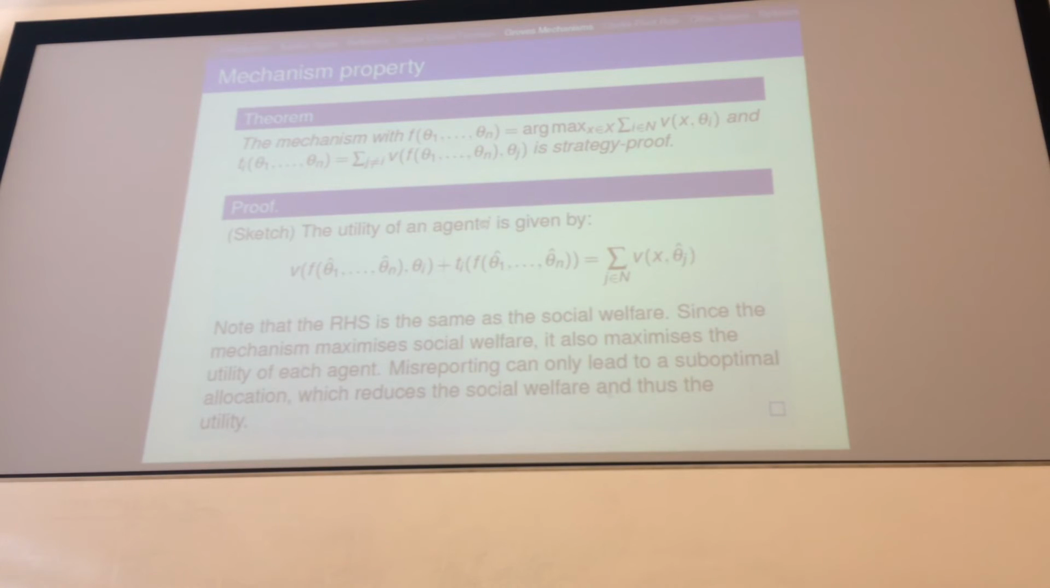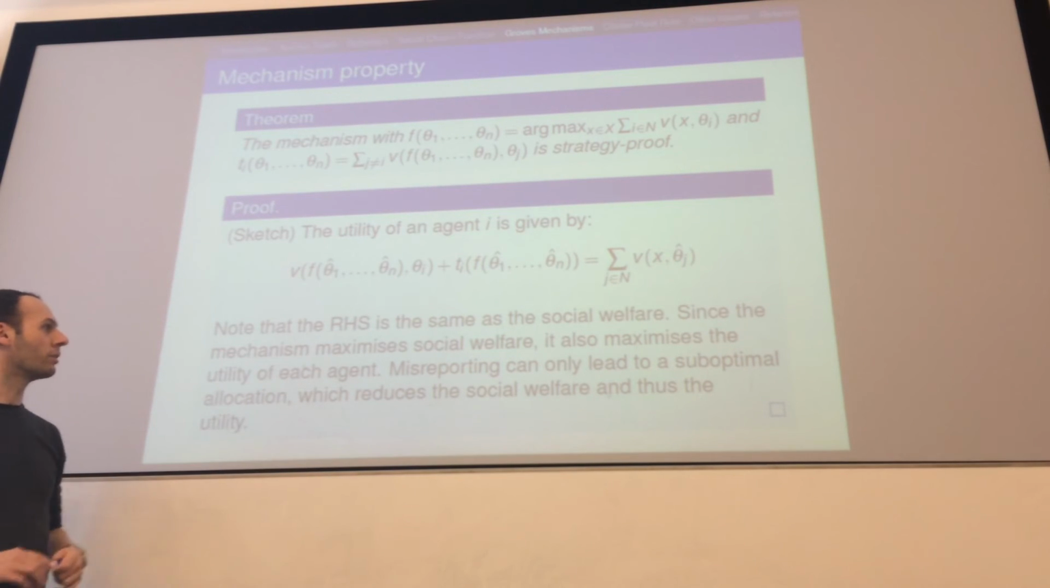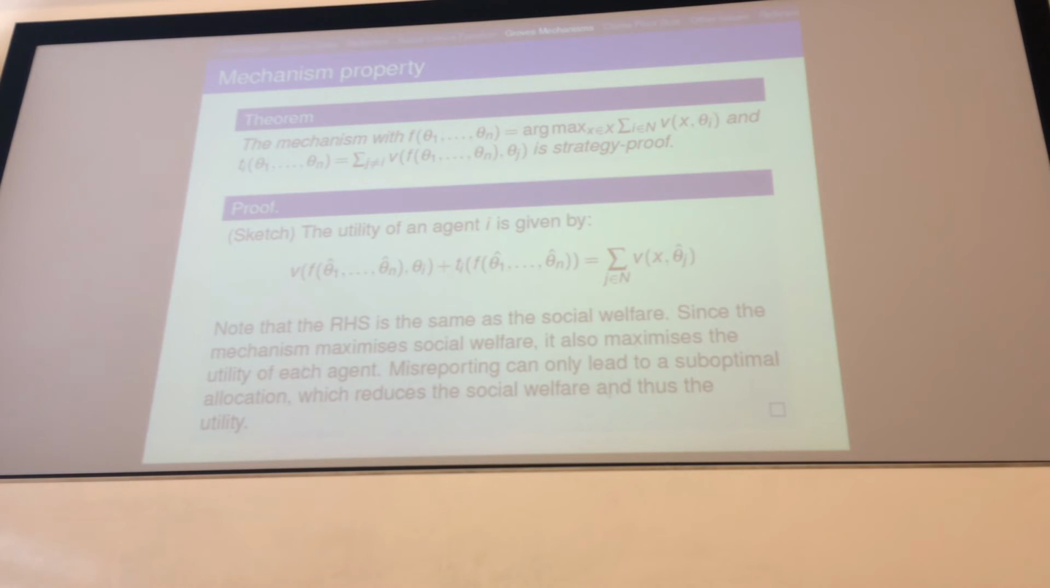And the proof is really simple. We can say that this is the utility of the agent, and we know that the right-hand side is the same as social welfare. Since the mechanism maximizes social welfare, it also maximizes the utility of the agent. So this is a kind of proof sketch. So this mechanism is easy.